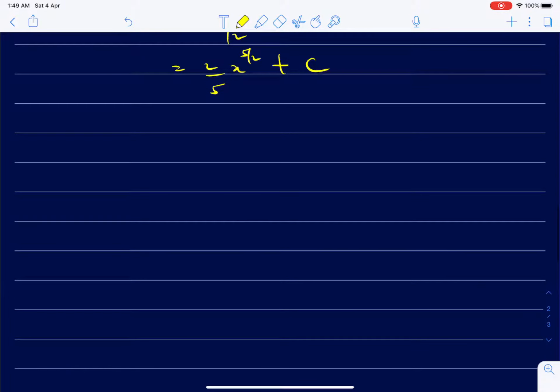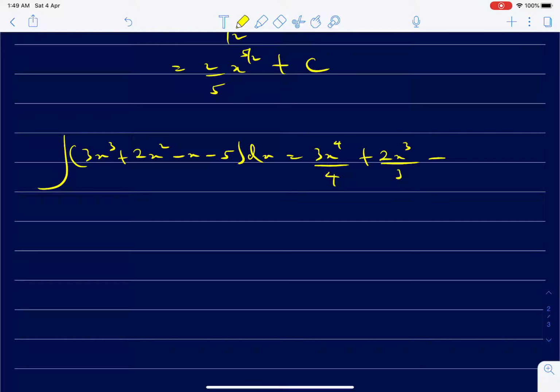Now to the next. Evaluate the integral of 3x cubed plus 2x squared minus x minus 5 with respect to x. That means 3x raised to the power 4 over 4 plus 2x raised to the power 3 over 3 minus x squared over 2 minus 5x plus c.